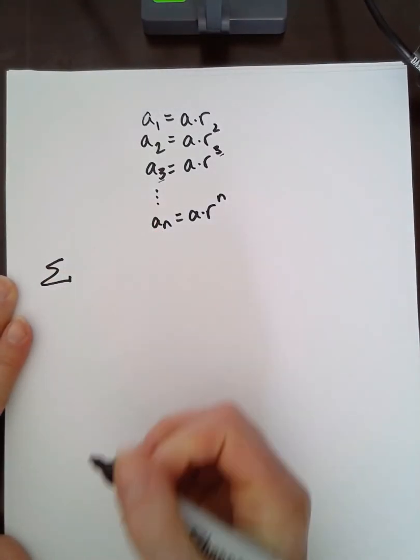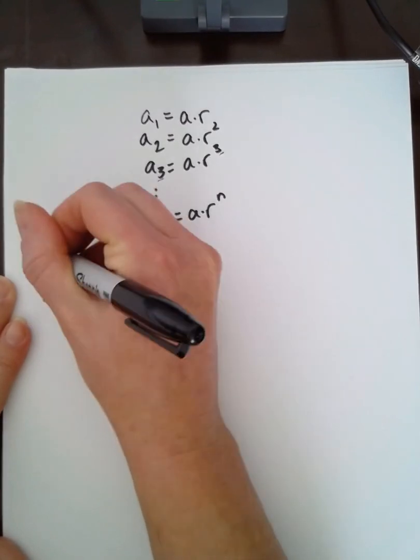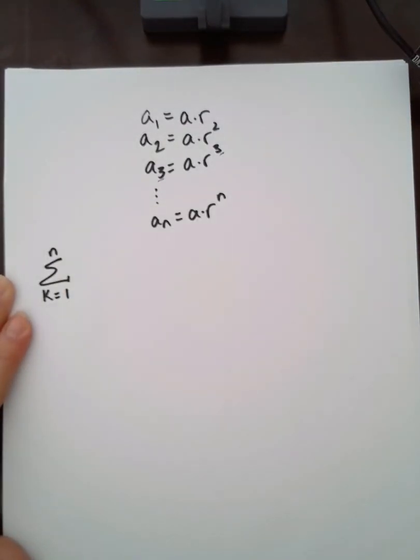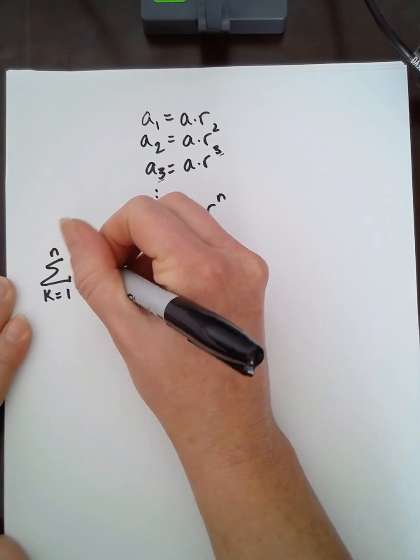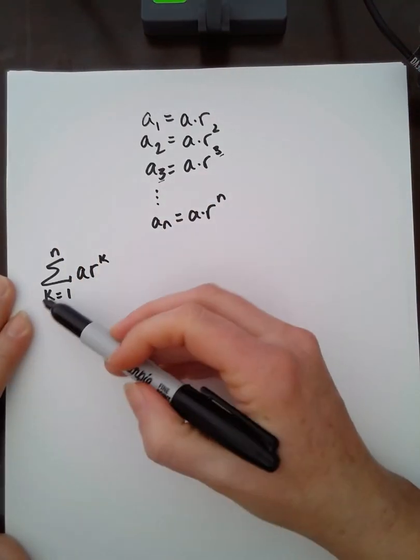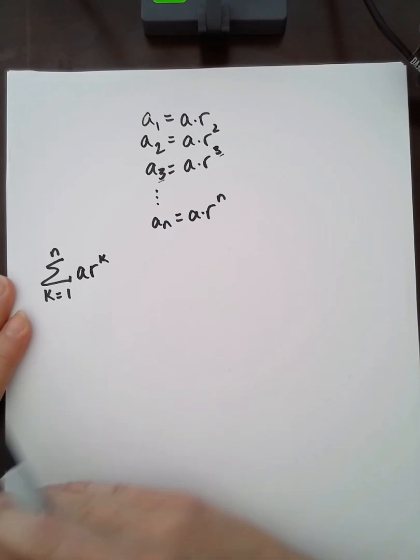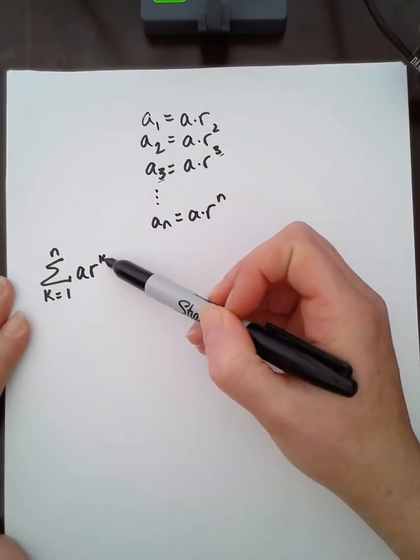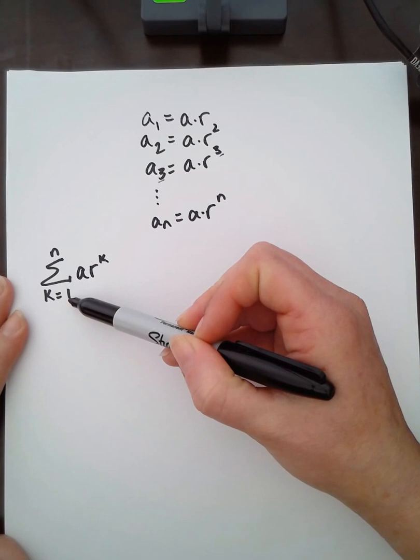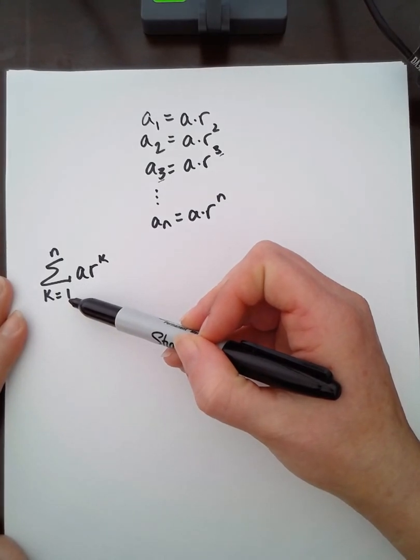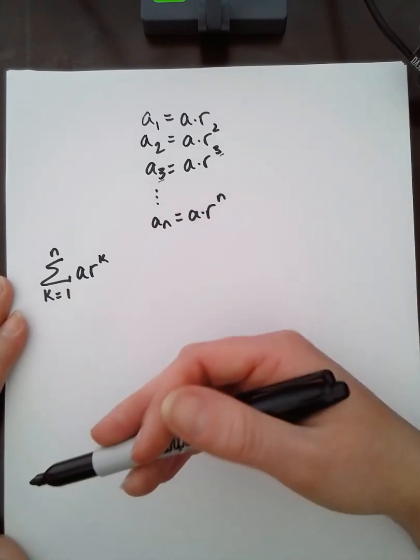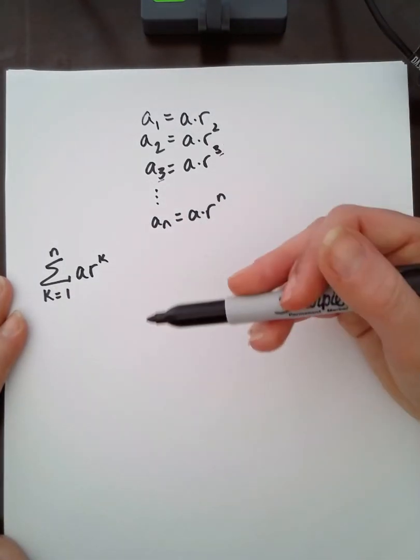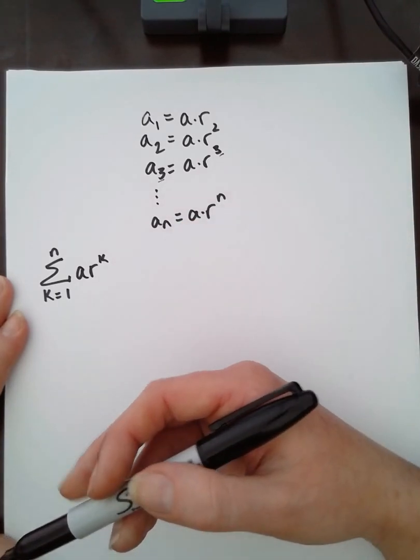So we're going to look at the sum as k goes from 1 to n of any arbitrary geometric sequence, a times r to the k power. The k is going to be our index for the sum. This is telling us that the exponents on r are going to be moving consecutively through the integers between 1 and n: 1, 2, 3, 4, and so on, all the way until we get to n, which is our stopping point.